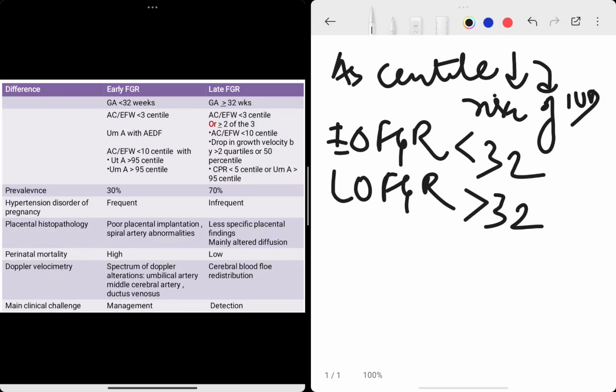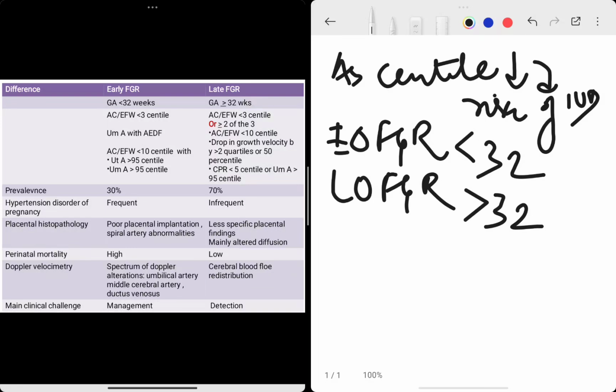So a 70-30 ratio is there, and the association with hypertensive disorders is more with early FGR. Placental pathology is more with early FGR, just like preeclampsia. Perinatal mortality is high with early FGR, because the fetus is premature also, and there are high chances of stillbirth, and it is low with the late FGR. Doppler changes are more in early FGR.